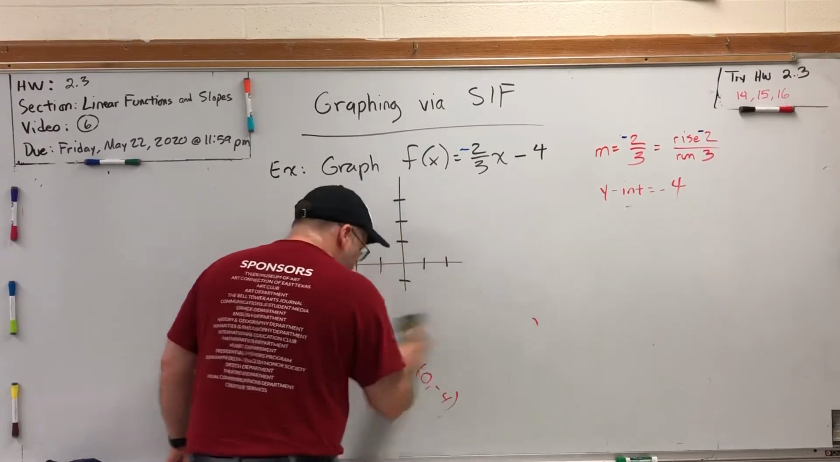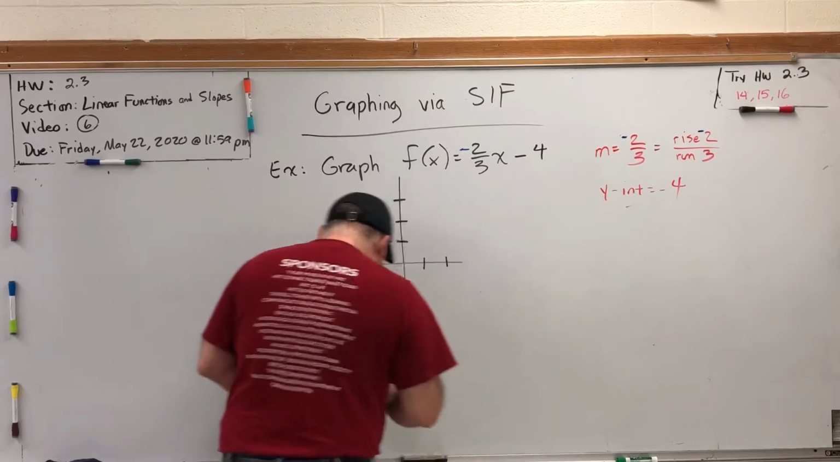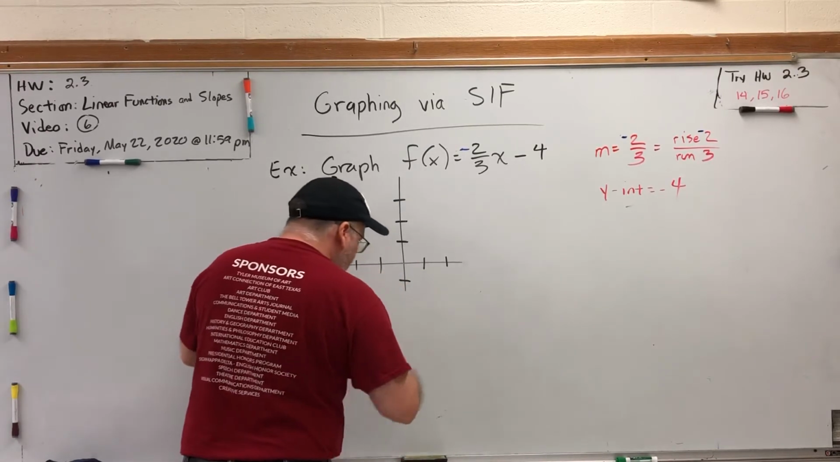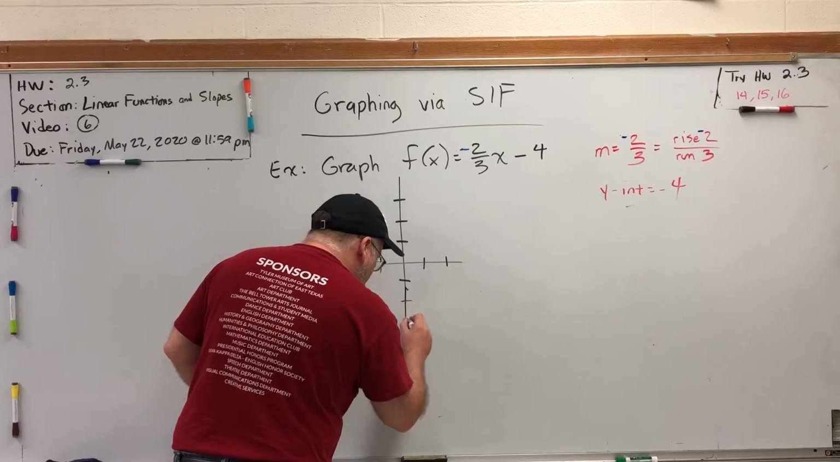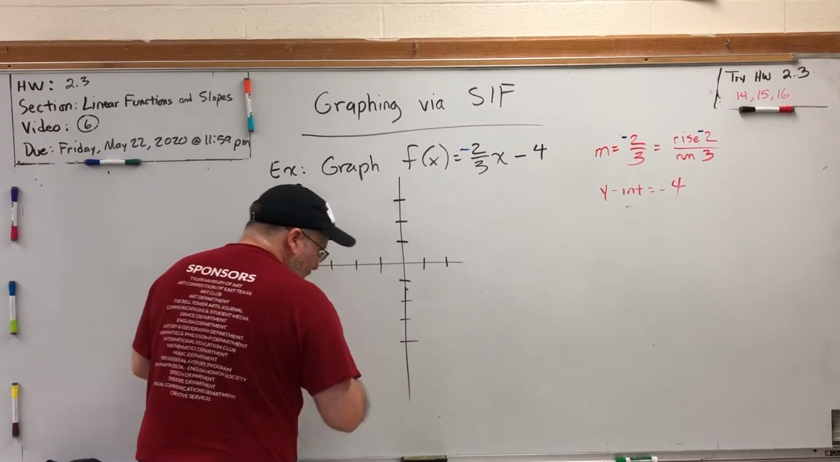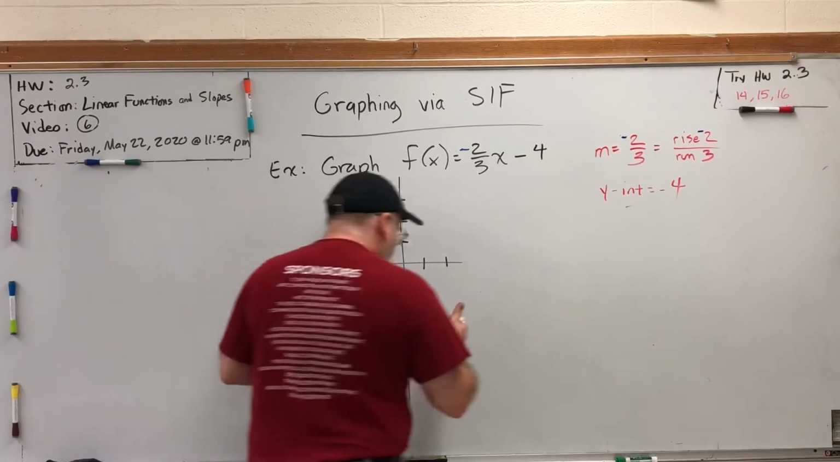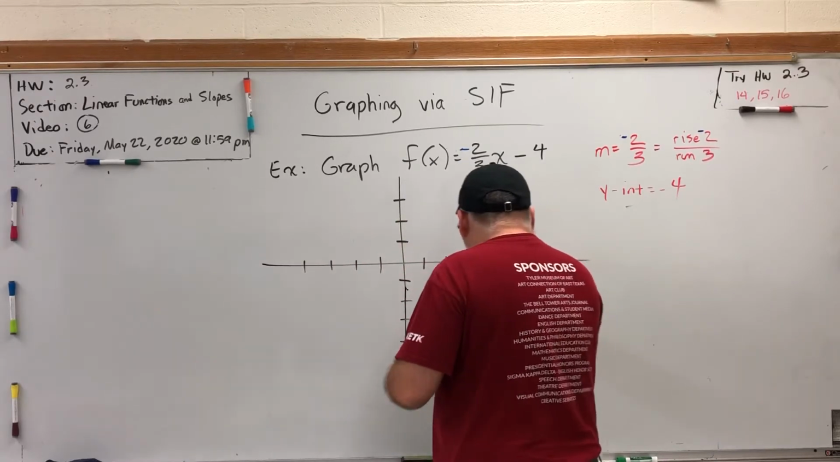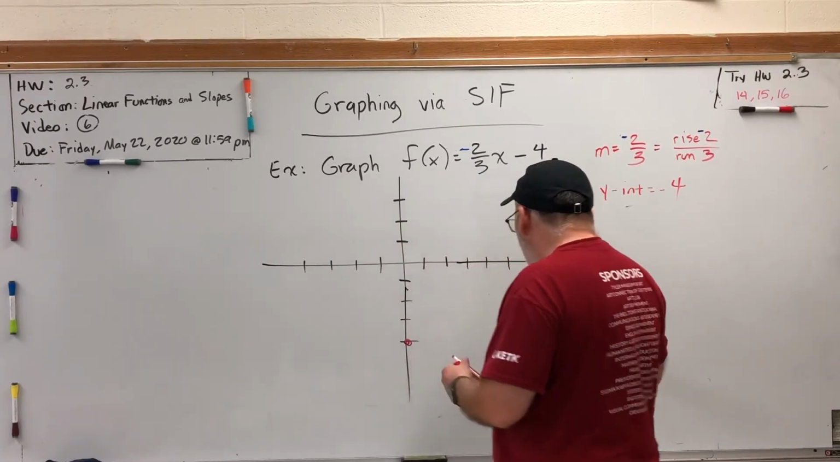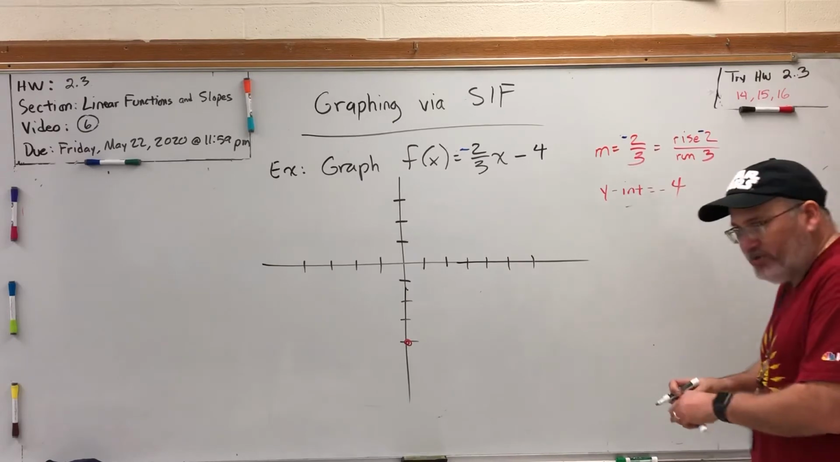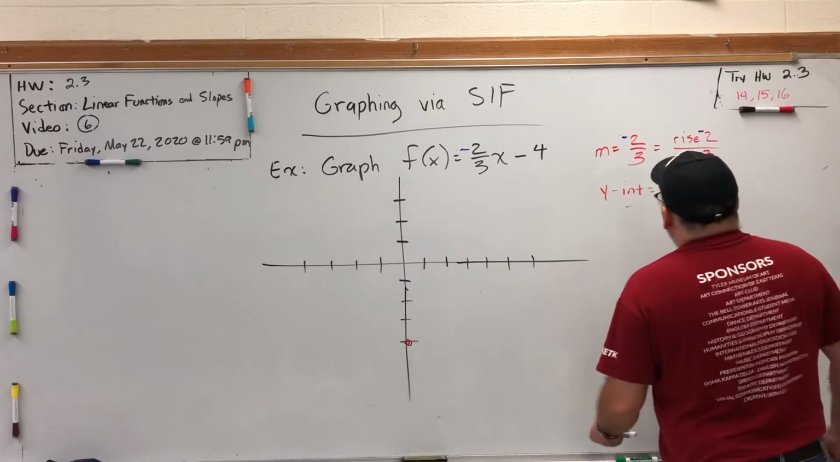2/3 x minus 4, we didn't change the y-intercept, so our starting point is still going to be down here at negative 4 on the y-axis. But what impact will that negative have? And specifically, what impact will that negative have when we rise and run? How do you rise negative 2?